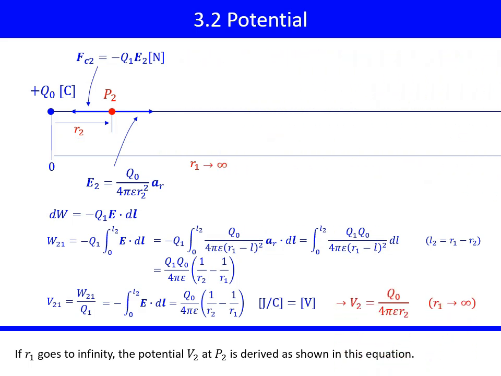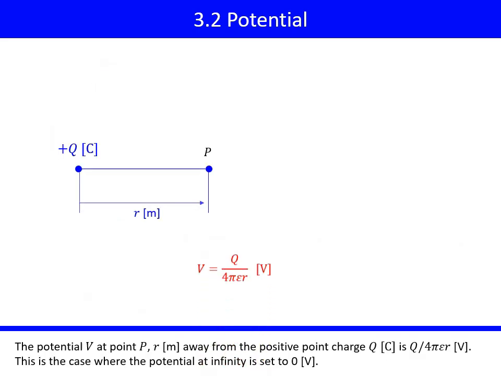If R1 goes to infinity, the potential V2 at P2 is derived as shown in this equation. The potential V at point P, R meters away from the positive point charge Q coulombs, is Q over 4 pi epsilon R volts. This is the case where the potential at infinity is set to 0 volt.